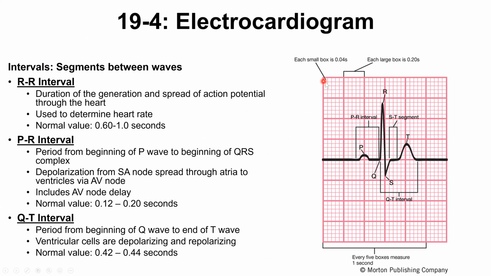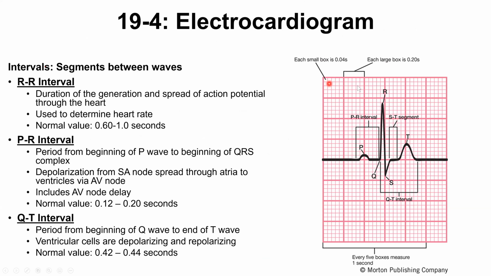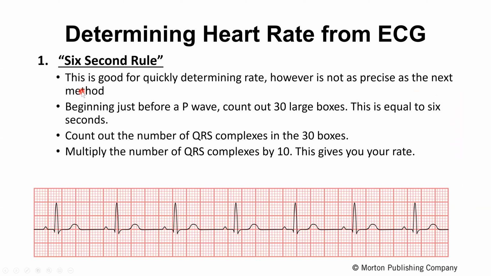So that equals a large box, which is 2/10 of a second. Five large boxes, 1, 2, 3, 4, 5, is 1 whole second, right? Because 2/10 times 5 is a whole second. So every 5 boxes is a second. Now, if every 5 boxes is 1 second, then every 30 boxes should be 6 seconds, right?